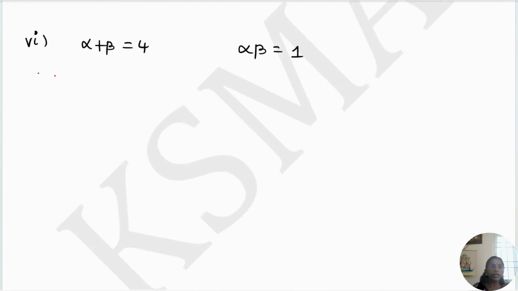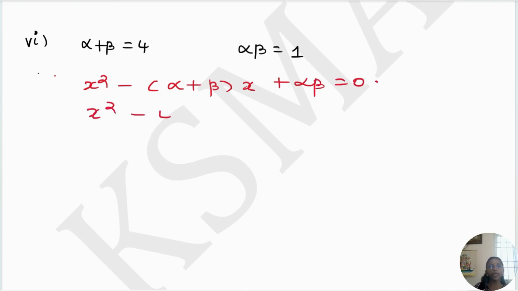Coming to the last question, alpha + beta is 4, alpha beta is 1. So we know the equation, x² − (alpha + beta)x + alpha beta is equal to 0. So x² − 4x + 1 is equal to 0. So this is our required quadratic equation.